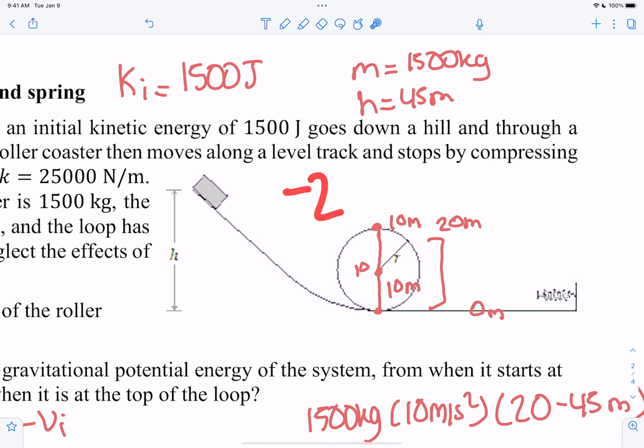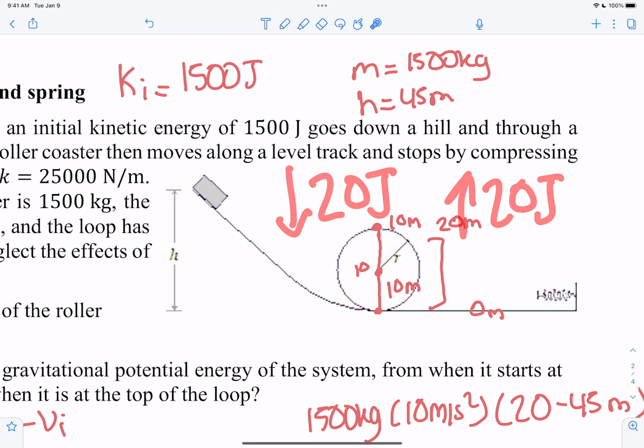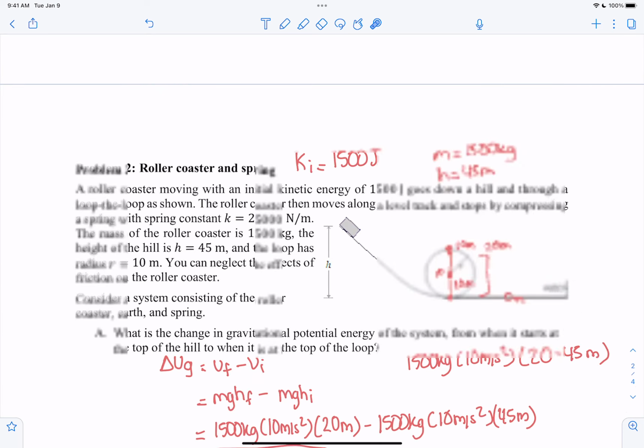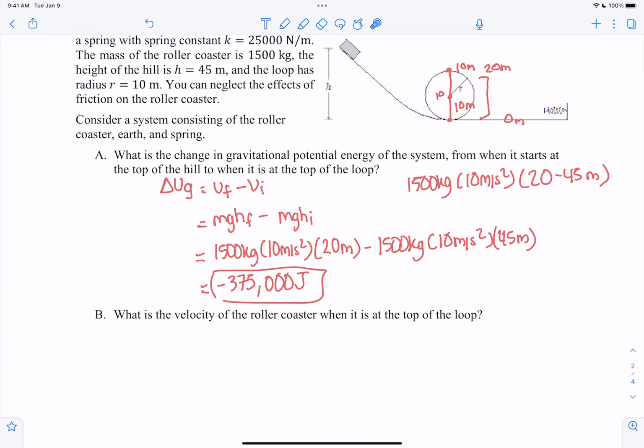So if I dropped negative 20 joules, right, if I went down 20 joules from my gravitational potential energy, I should see an increase of 20 joules for my kinetic energy. That's the idea. So it's like one sucking the power from the other. That's the idea.